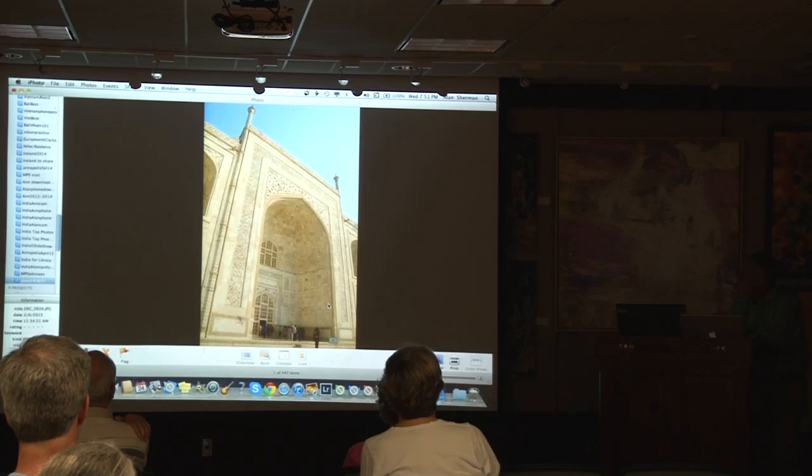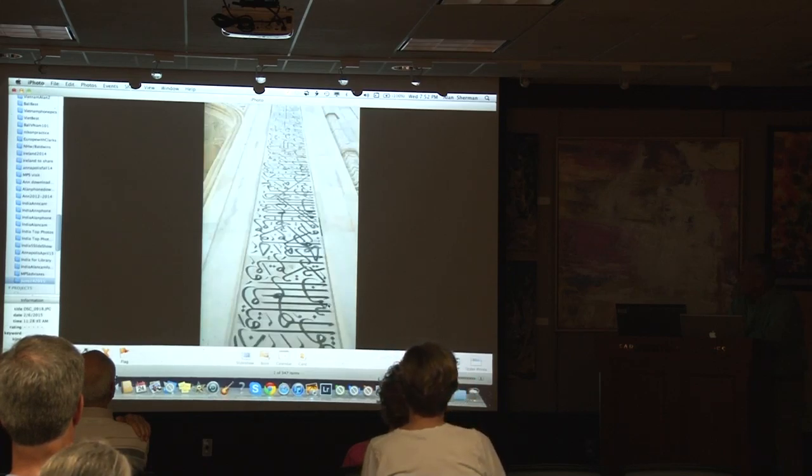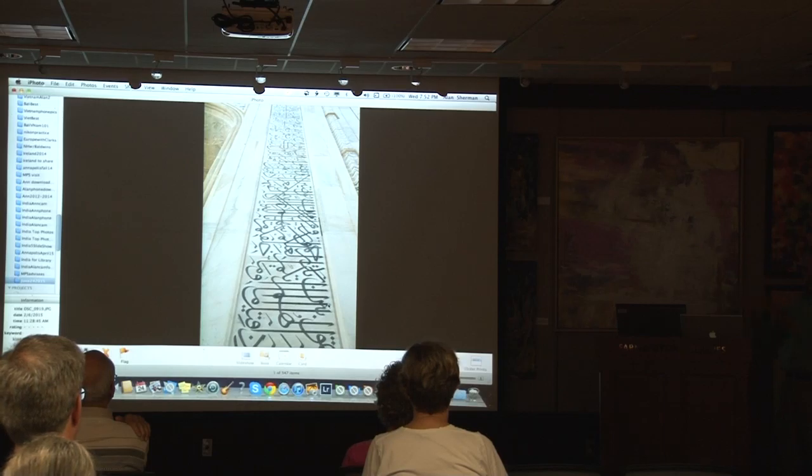Again, there are Quranic inscriptions, and all of this stuff is inlaid. It's not painted on there. So all of the dark stone that you see there has been carved out and then inlaid into the marble. It's quite elaborate. And we're told that as you look up, there is an optical illusion, so that it's actually not the same all the way up, but it's built so that when you look up, it looks as though it's the same width all the way up.